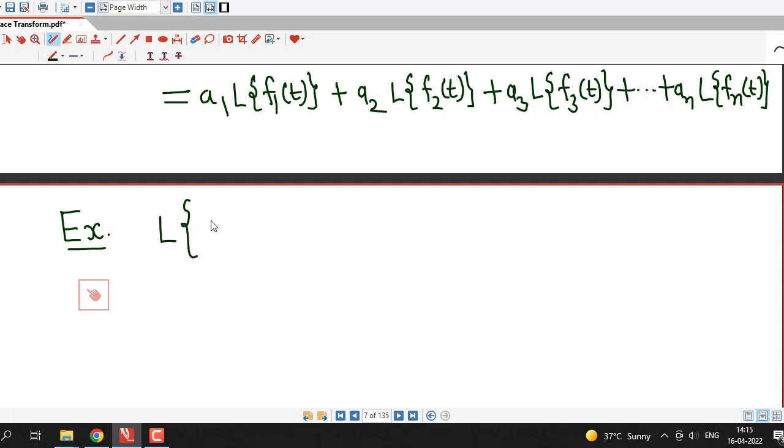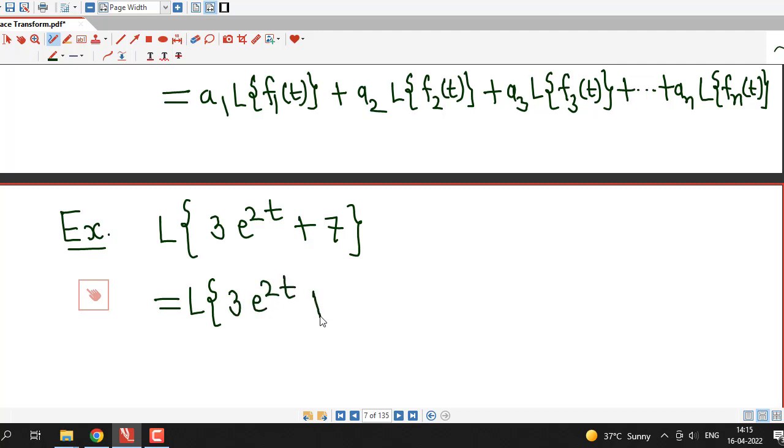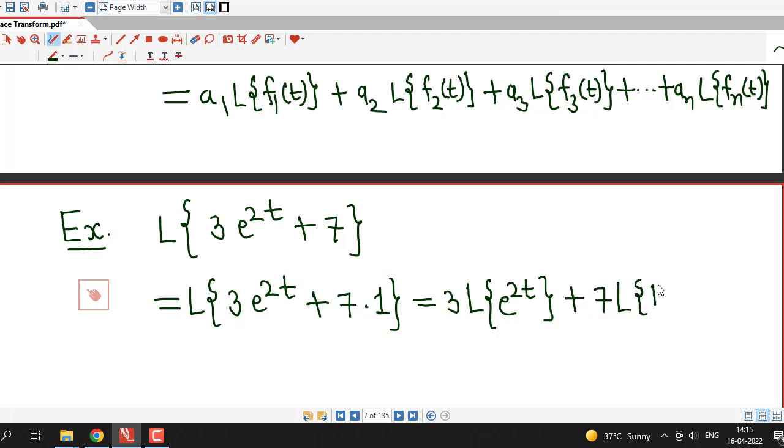Suppose we are interested in the Laplace transform of 3 into e raised to 2t plus 7, then we know that the linearity property is correct, and here we can rewrite this as 3 into e raised to 2t plus 7 into 1, and using the linearity property this is equal to 3 times the Laplace transform of e raised to 2t plus 7 times the Laplace transform of 1.